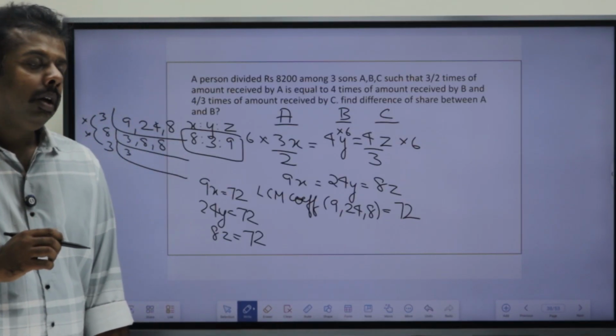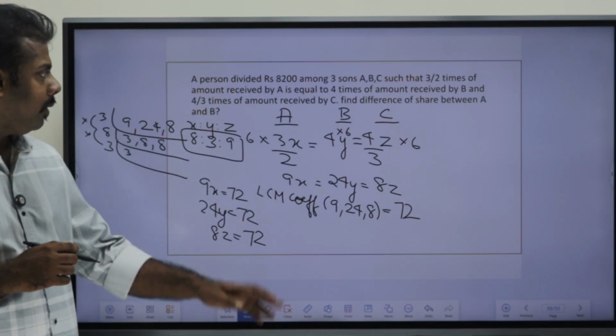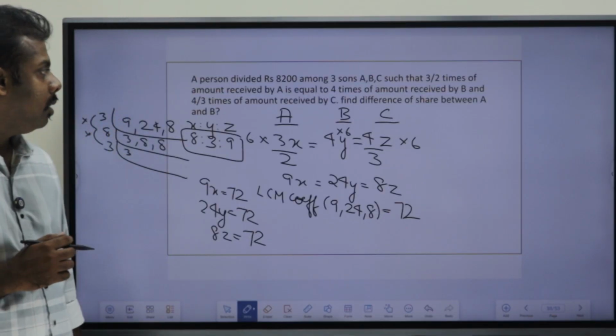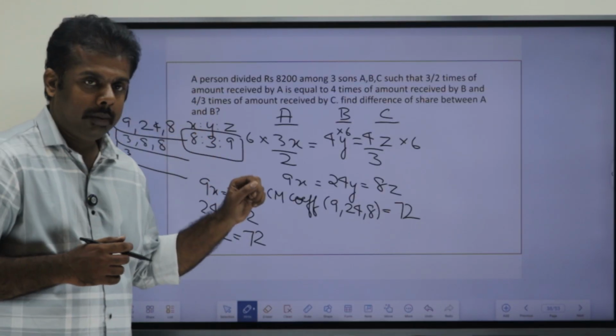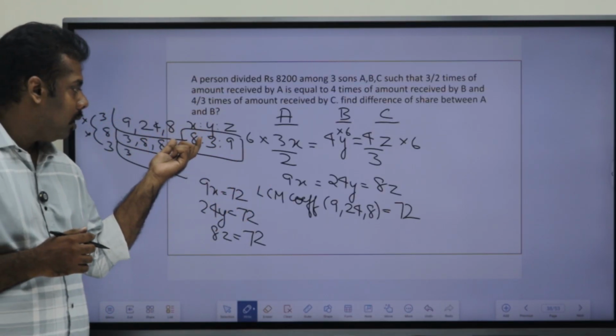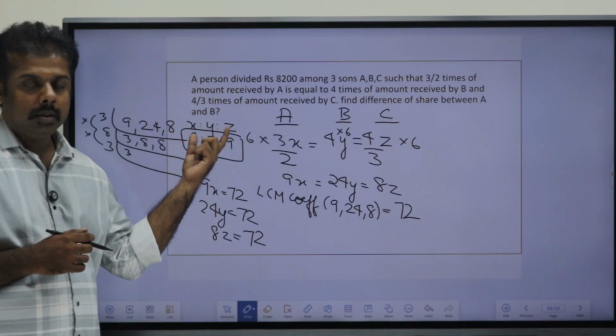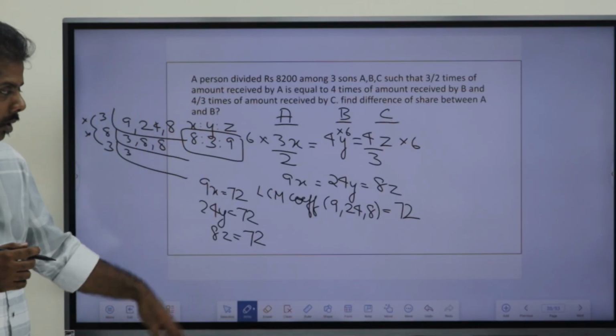Now, only the final question is remaining. What have they asked? The difference of share between A and B. In the ratio, A and B's shares are 8 and 3. So, what is the difference here? 8 minus 3 is 5.